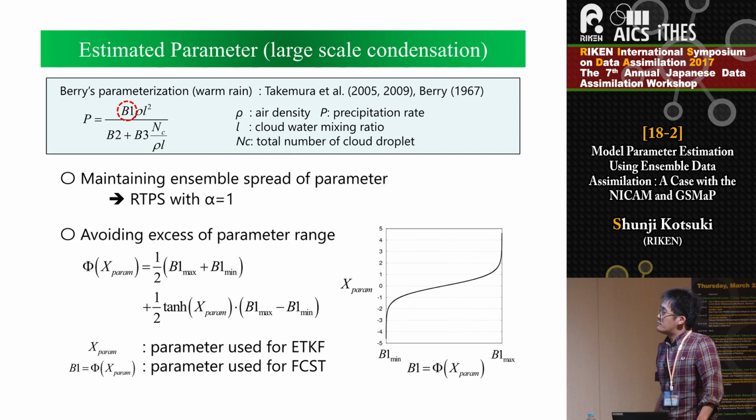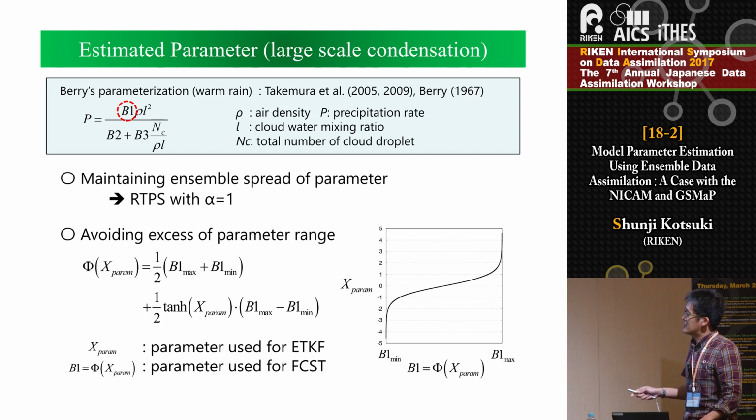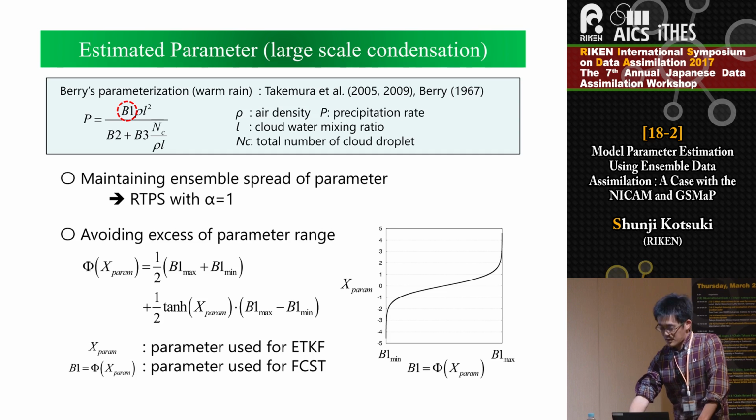And the second one is to avoid the excess of the parameter range. Using these hyperbolic tangent-based equations, we convert, so actually the parameter estimation is conducted in this space. This is the one used for the ETKF and defined from negative infinity to positive infinity. And by applying these equations, we can obtain parameters bounded by the range of the definition of the parameter. Actually, this B1 parameter is defined between 0 and 1, and we would like to avoid the excess of the parameter range caused by the ensemble Kalman filter.